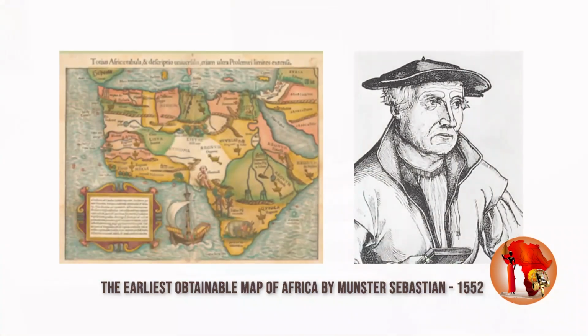The earliest obtainable map of the African continent was by Munster, who was a professor at Edinburgh University in 1552. So how did he come up with this map? Well, he did so by soliciting descriptions and maps that were obtained from German scholars and foreigners, and by doing so he became an influential cartographer of the mid-16th century.